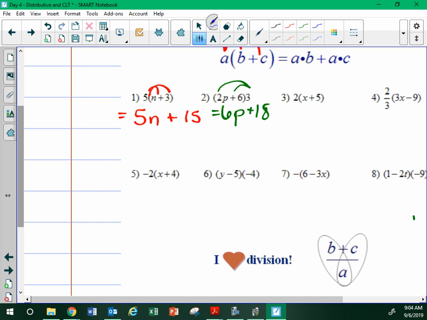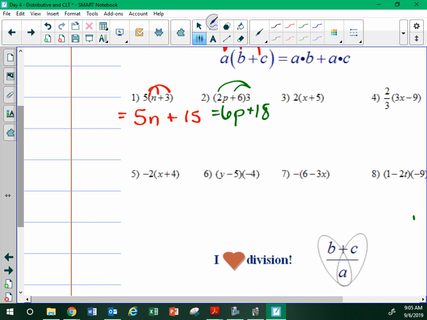Questions so far? It's a really basic idea. Sometimes we have more than two terms. You just multiply to everything inside. All right. What if it's times that? Is there ever going to be a time where there's more than one number off?